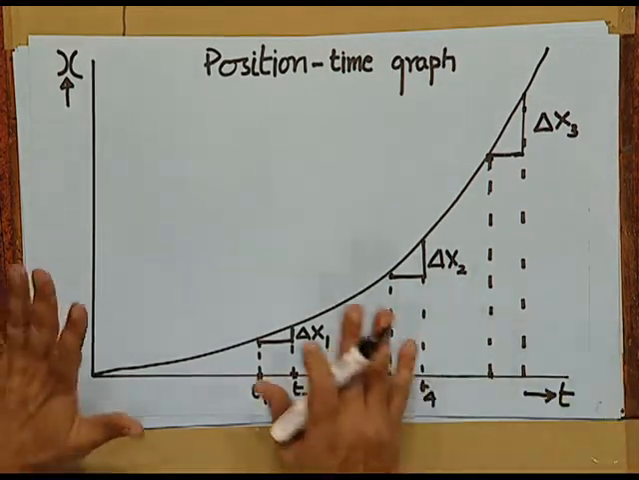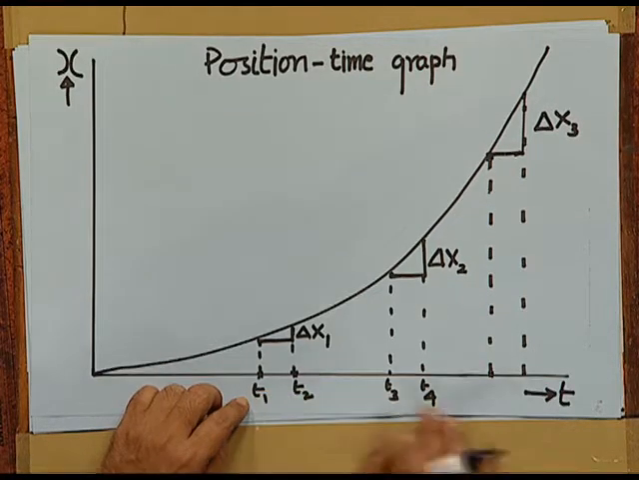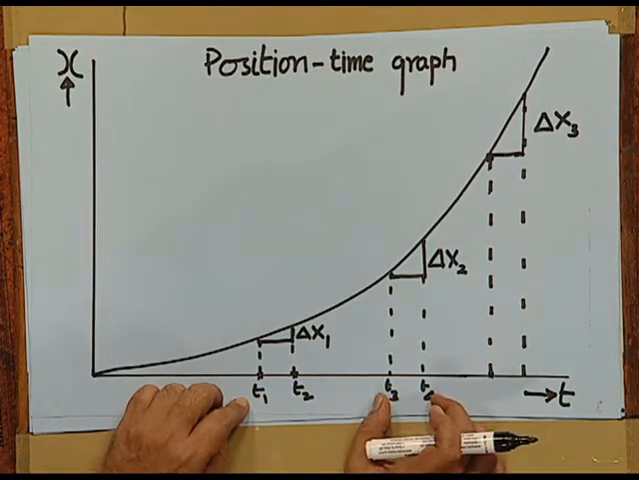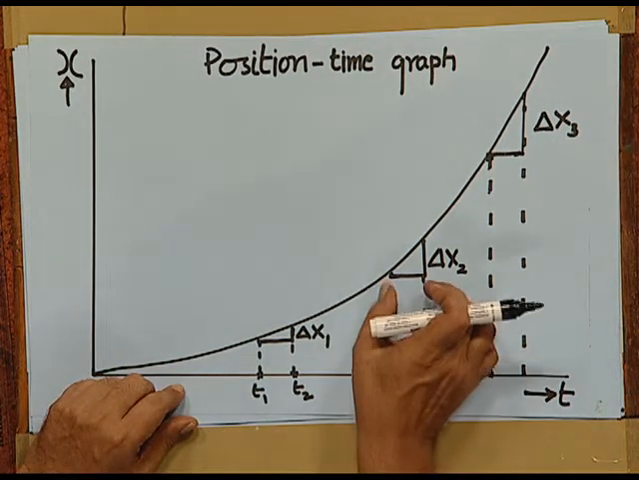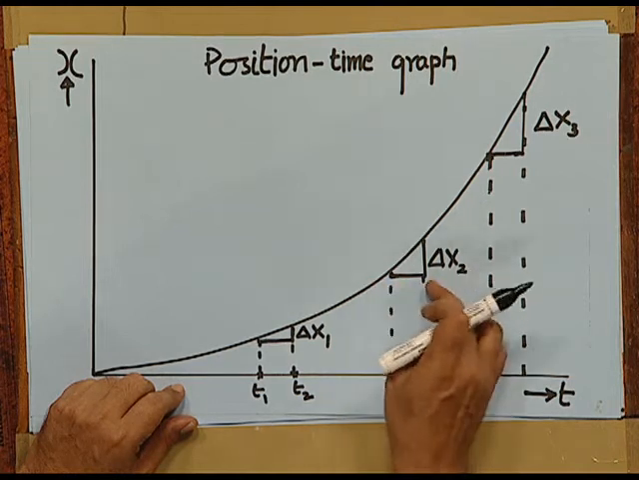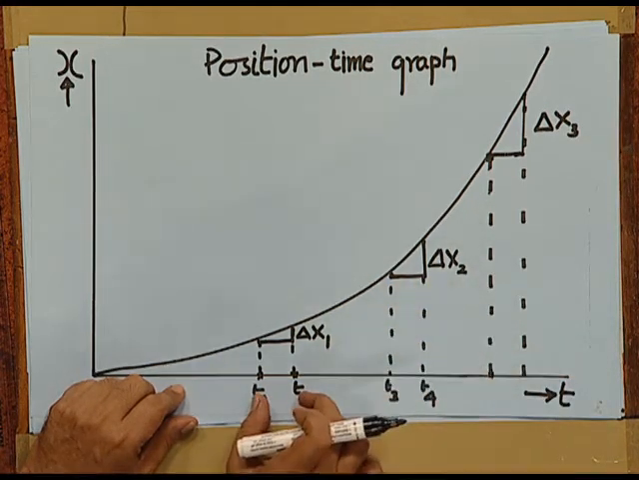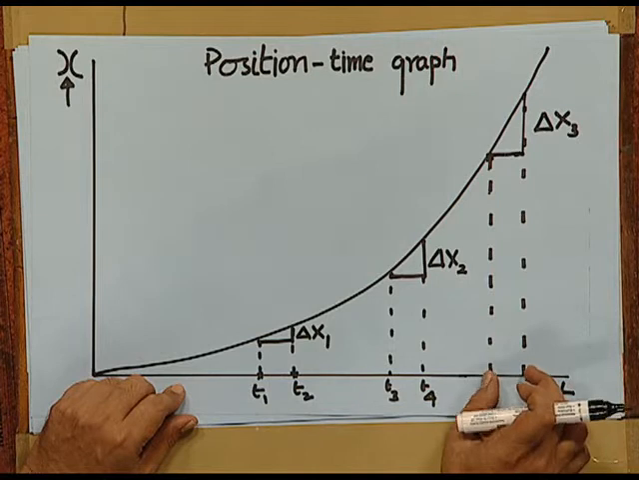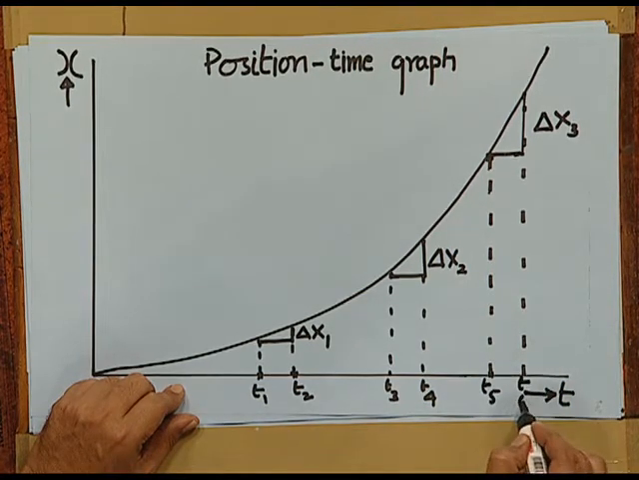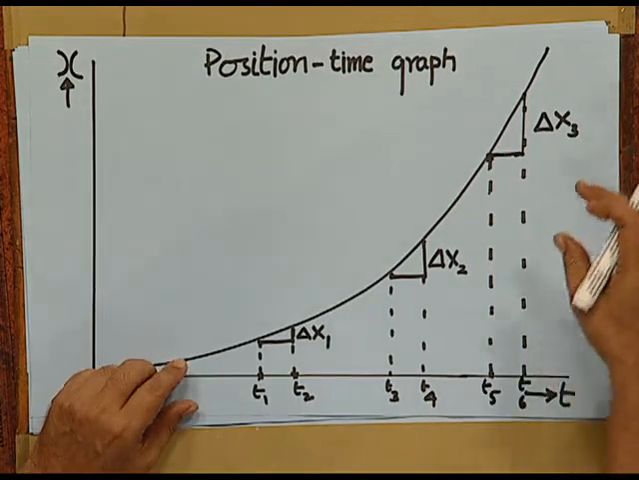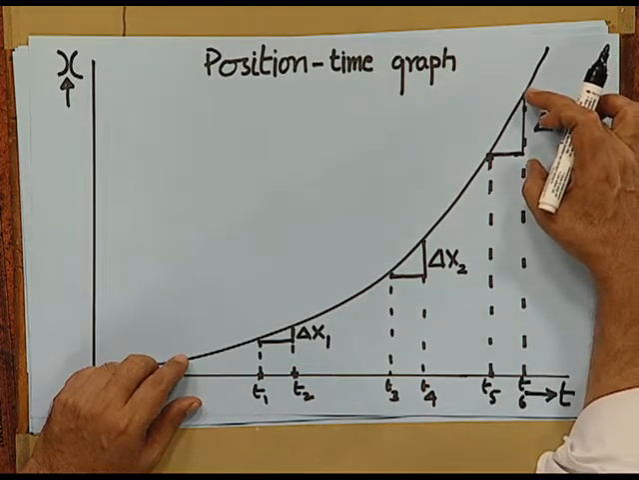Here I am not given the positions, but I have indicated certain time intervals, t1, t2. The time interval is the same. Again t3 and t4 are two different timings, but the interval t3, t4 is the same as delta t here. Also t5, t6 are at different timings, the object has different positions, and in each of these intervals look at the graph.